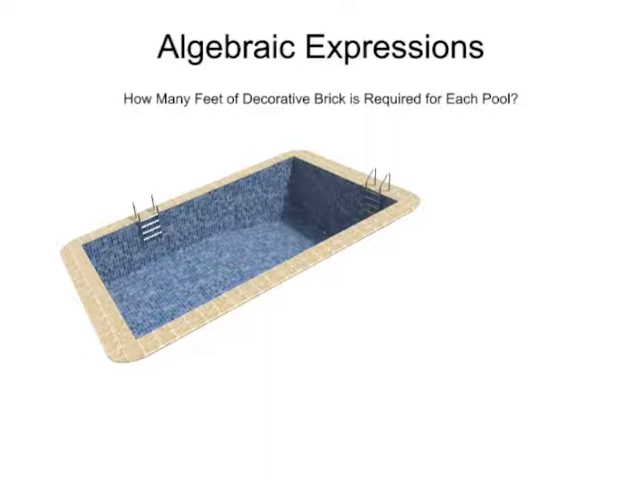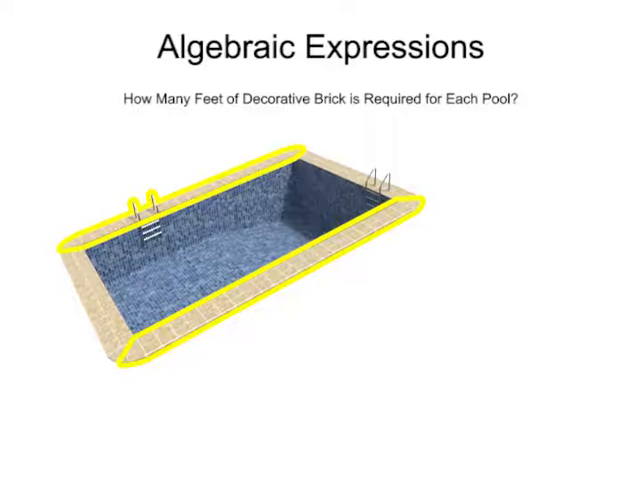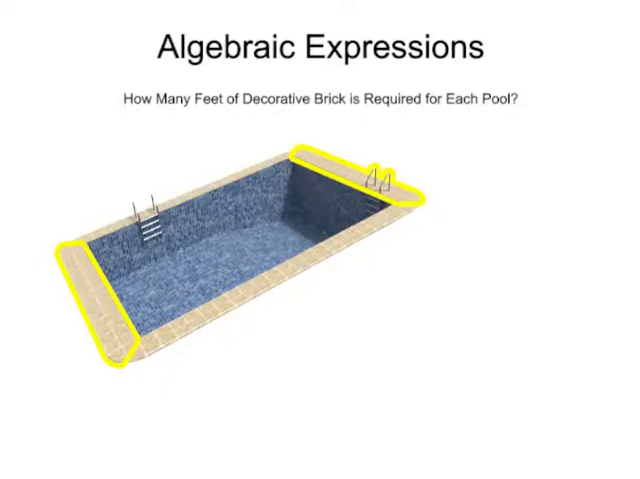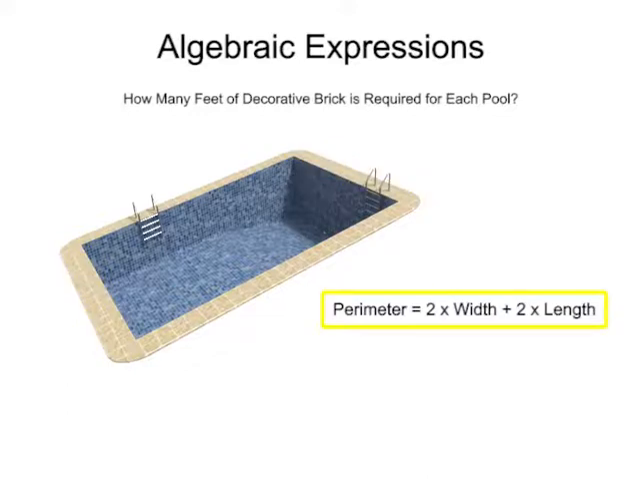The perimeter of a rectangle is found by adding up the measurements of all 4 sides. Since each side is equal to its opposite side, the formula for finding the perimeter of a rectangle can be written as 2 times the width plus 2 times the length.